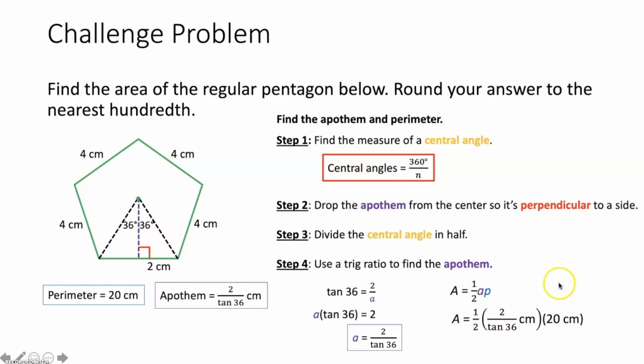Now we can plug all of this in our calculator. Make sure your calculator is in degree mode, not radian mode. Press enter, and you end up getting that the area of this regular pentagon is approximately equal to 27.53 centimeters squared, or square centimeters. So the only thing different in this question was we had to use trig in order to find our missing apothem. So if this is not a special right triangle, you need to use trig in order to find your missing side lengths of your right triangle.